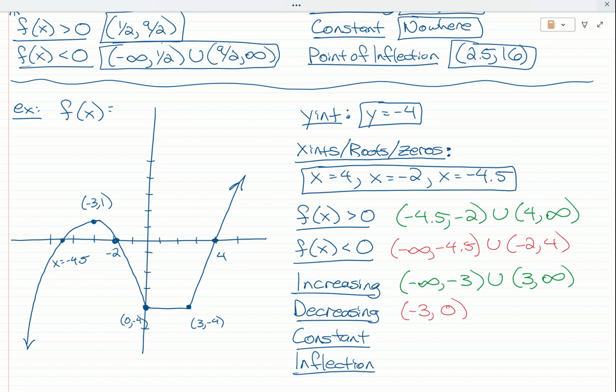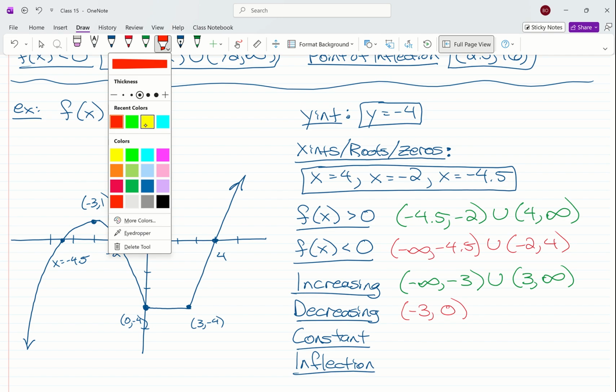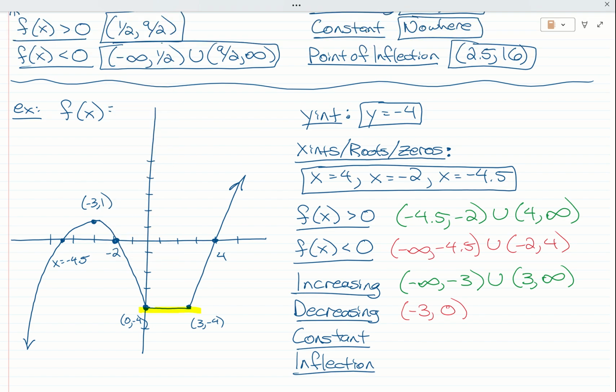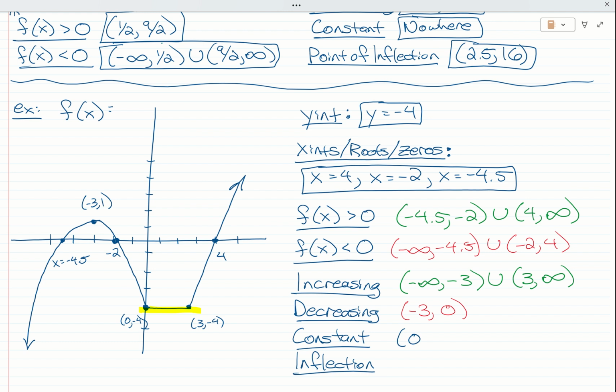Constant would be where the graph is flat from left to right. So of course, looks like the graph is flat from left to right right here. That would happen between 0 and 3. And then where is there an inflection point? Well, these wouldn't really count as inflection points because it's going from decreasing to constant, from constant to increasing. So those are not inflection points.